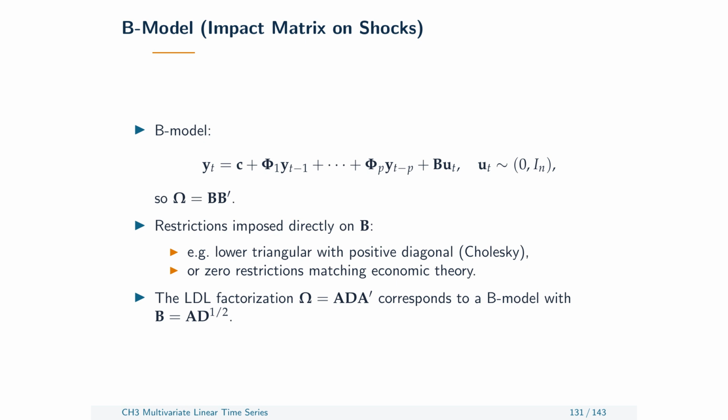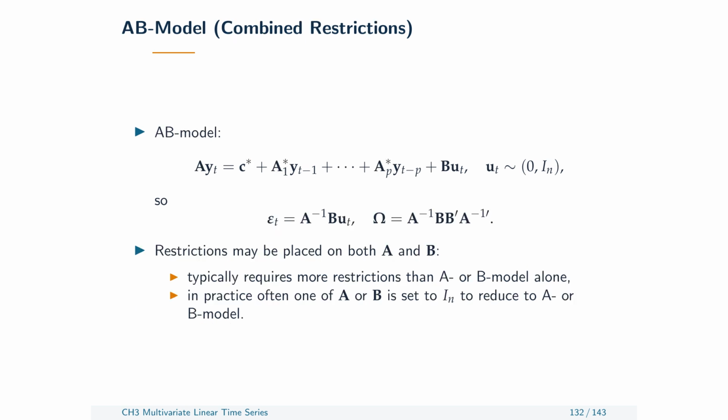The A-B model is the most general. It lets us restrict both matrices at once. Here, the reduced form innovations equal the inverse of the A matrix, times the B matrix, times the structural shocks. The catch is arithmetic. Two unknown matrices bring in many parameters, so we need correspondingly more restrictions to pin them down. In practice, we often set one of the two matrices to the identity, which quietly collapses the A-B model back into the simpler A model or B model we just met.